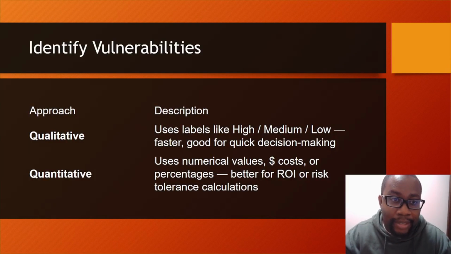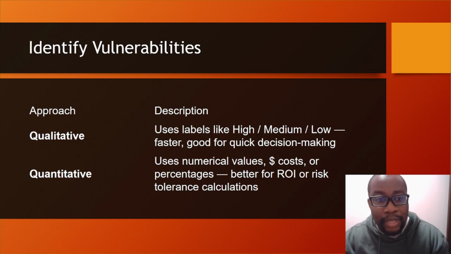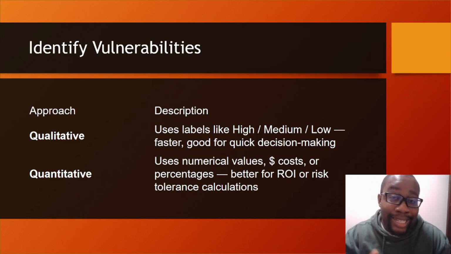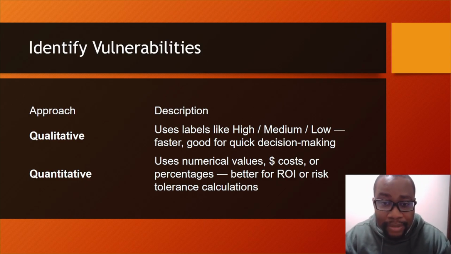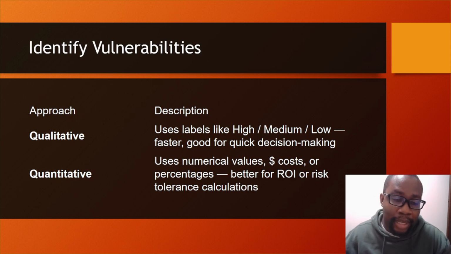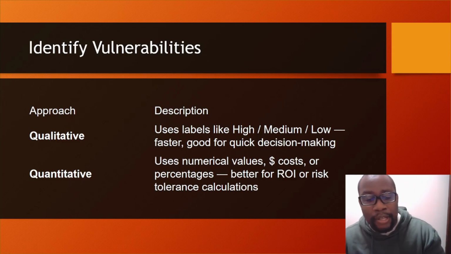And then we're going further into identifying vulnerabilities, and you have two types of approaches. We have qualitative and quantitative. So qualitative uses labels like high, medium, low, fast or good, quick decision making. So this is pretty much the part of the risk assessment where it doesn't necessarily have a metric, but it's more so of a feeling, right?